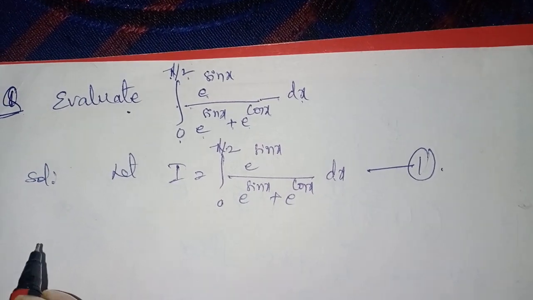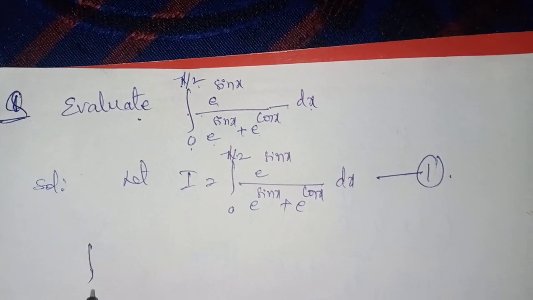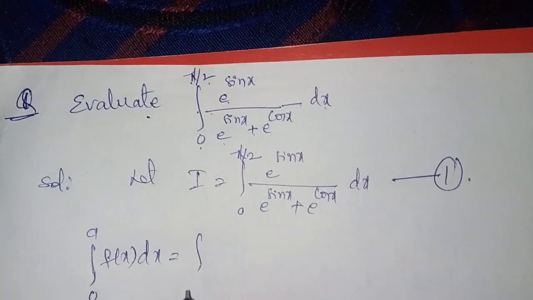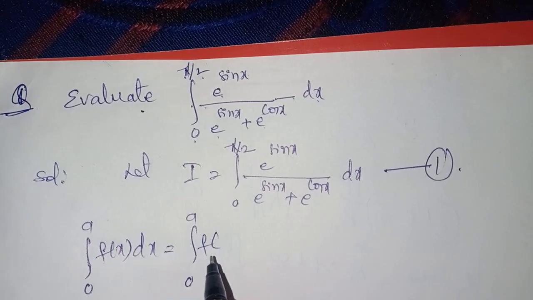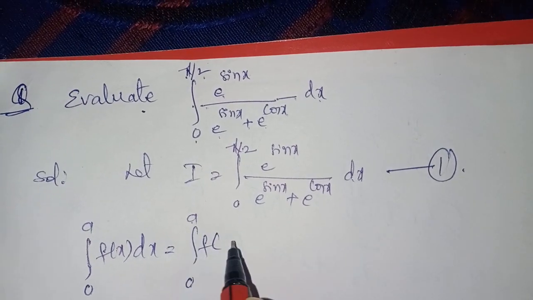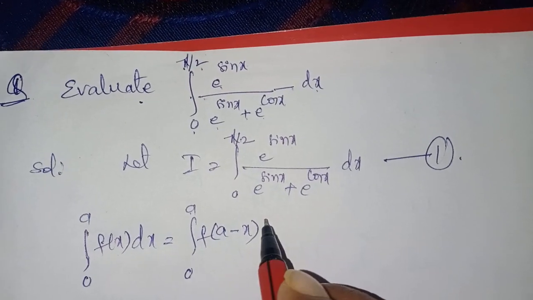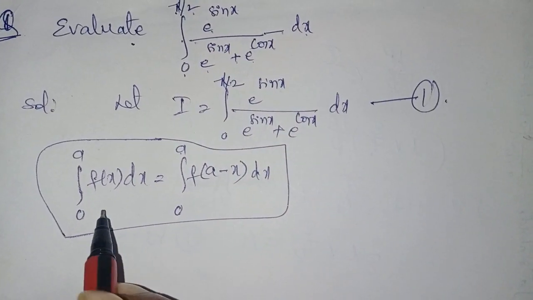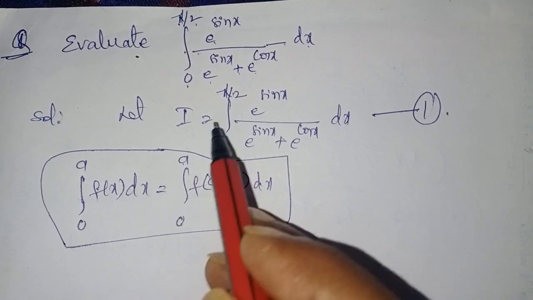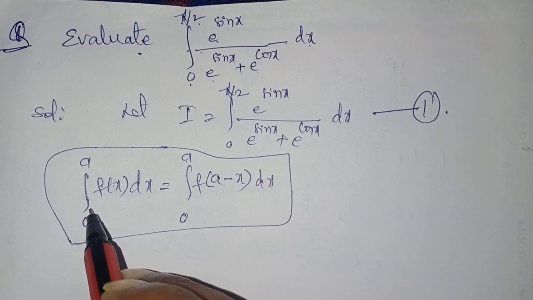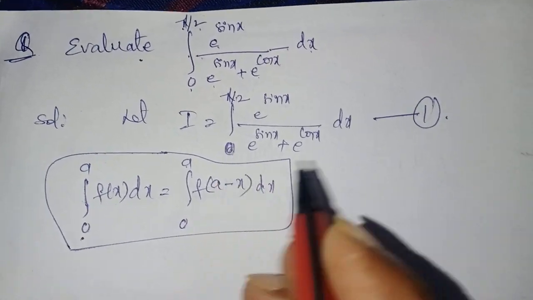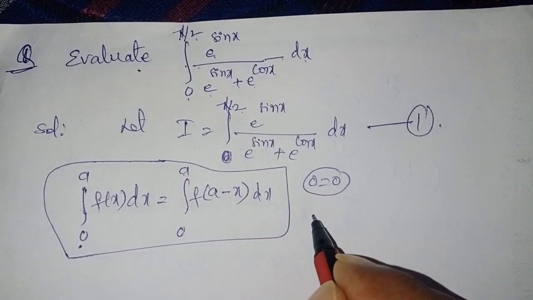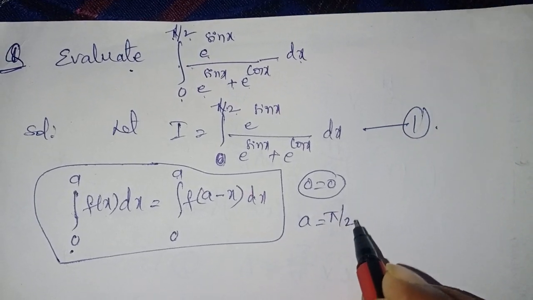Now in definite integrals we have one property, that is, integral 0 to a of f of x dx is equal to integral 0 to a of f of a minus x dx. This is an important property. If we compare these two, the lower limit is 0, here also the lower limit is 0, and the upper limit is a, here the upper limit is pi by 2, so a is equal to pi by 2.